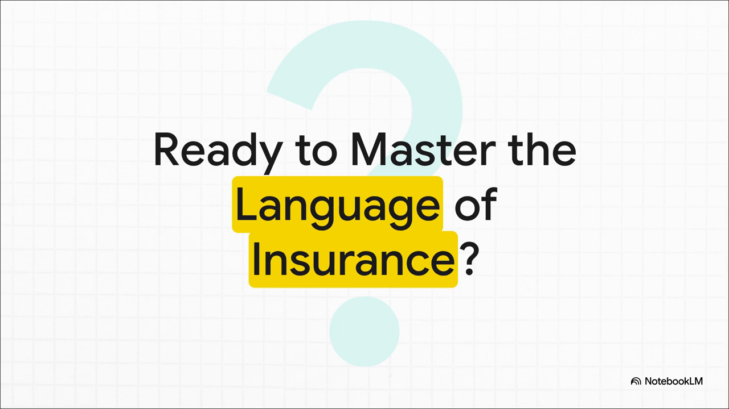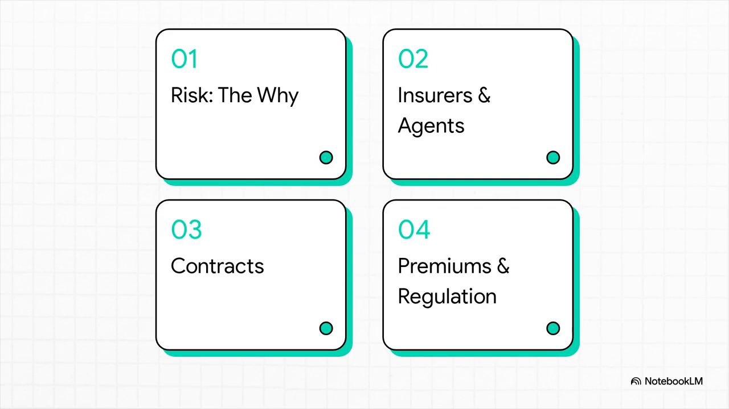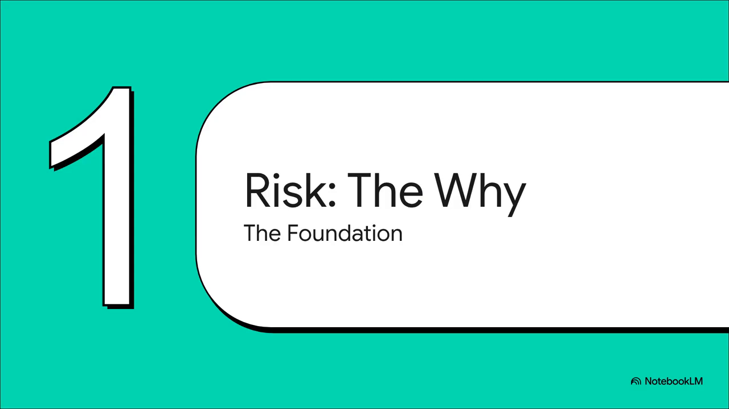Let's do it. All right, here's our game plan. First, we're diving into risk, the whole reason insurance even exists. Then, we'll get to know the key players, the insurers and the agents. After that, we are going to dissect the insurance contract itself. And we'll wrap it all up by looking at the money and the rules, premiums, and regulation. Let's get into it. Okay, first up, risk.